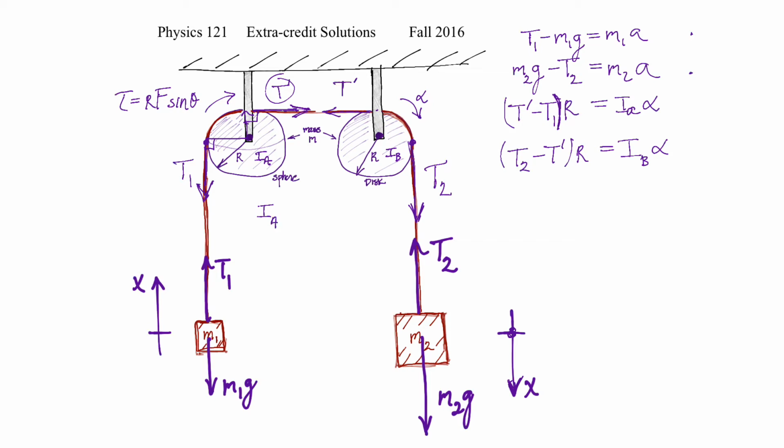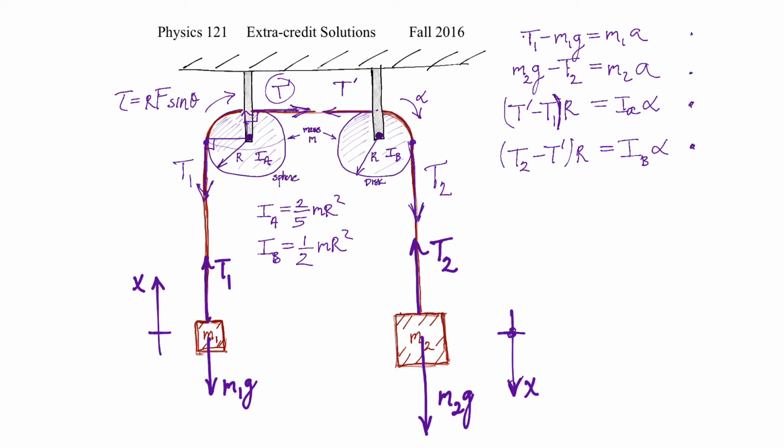And we know what those are. The sphere about its center of mass has a moment of inertia of 2/5 mr squared. And a disk has a moment of inertia of 1/2 mr squared. Both of those pulleys have the same mass m and the same radius r, so that will simplify things in the problem. Okay, so now we look at these four equations, and we see we have how many unknowns?